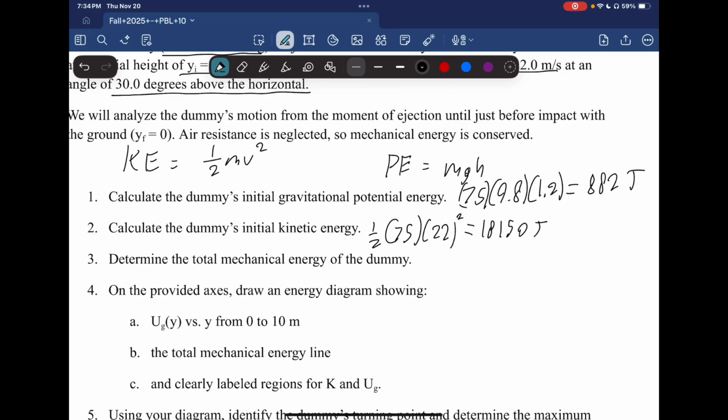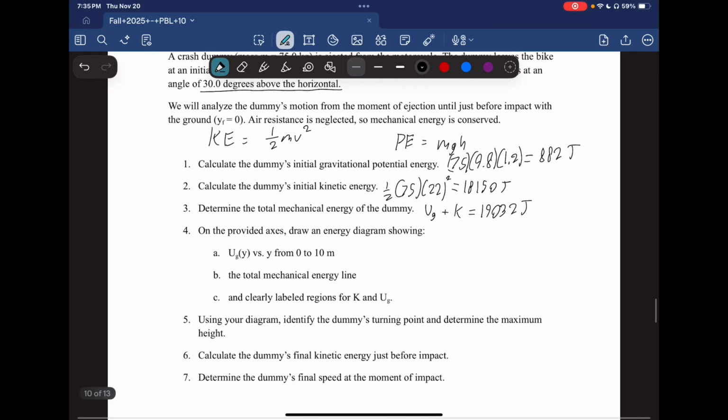For the total mechanical energy of the dummy, it's just going to be the sum of all of the mechanical energies. So gravitational potential energy plus our kinetic energy. So 18,150 plus 882. And then this one equals 19,032 joules.